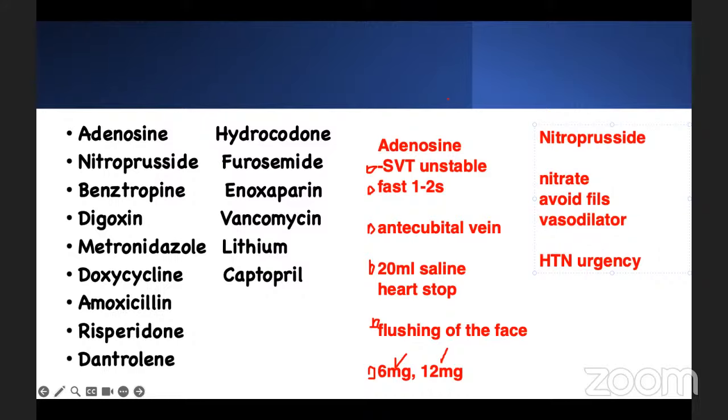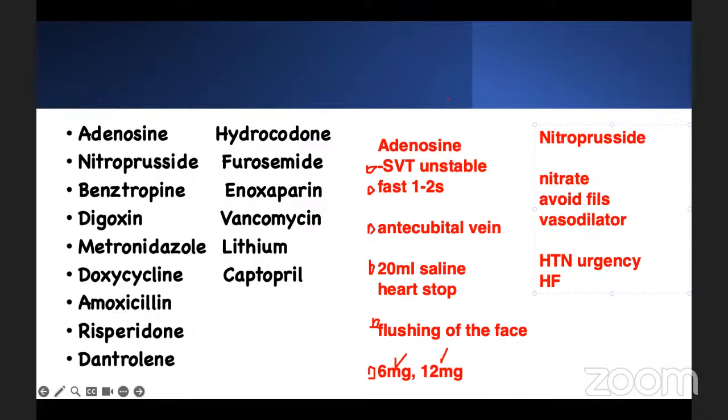This is a really good drug that you use for somebody who has hypertensive urgency or emergency, nitroprusside. It can also be used in heart failure, okay, but you have to know it's a nitrate. So it decreases preload and afterload. That's what they do.